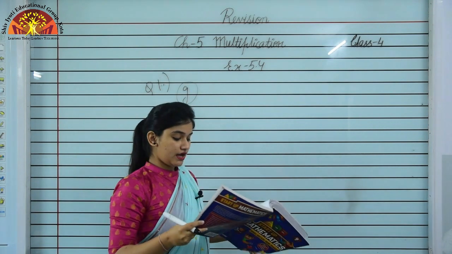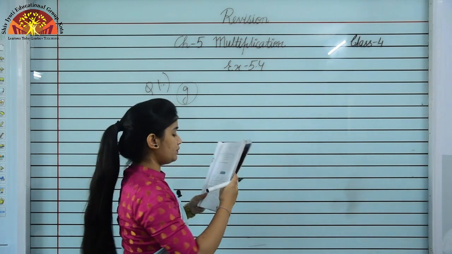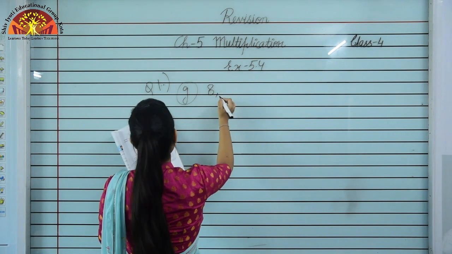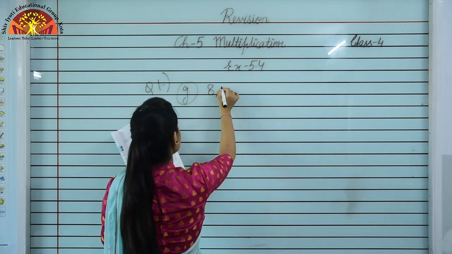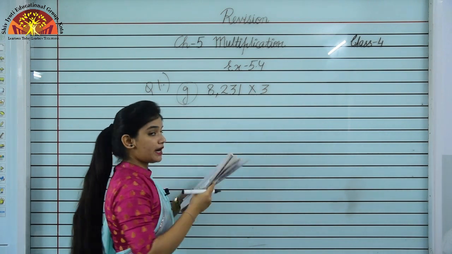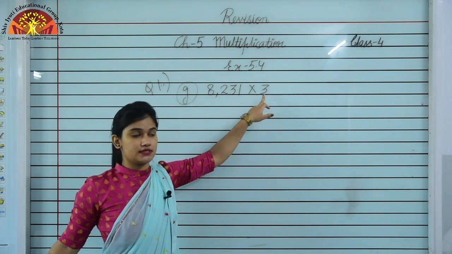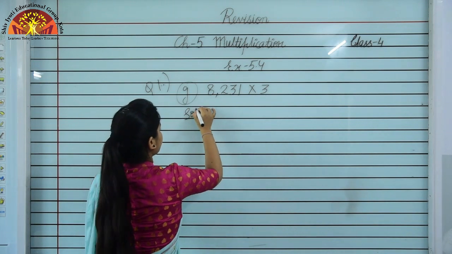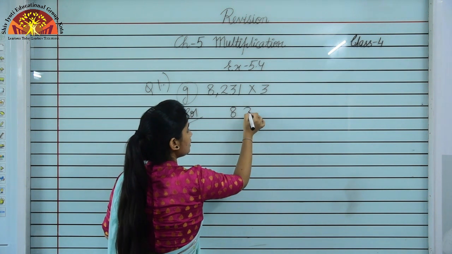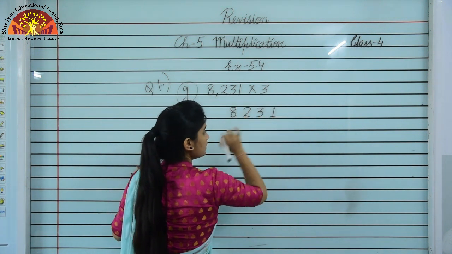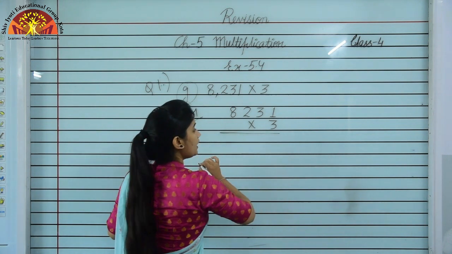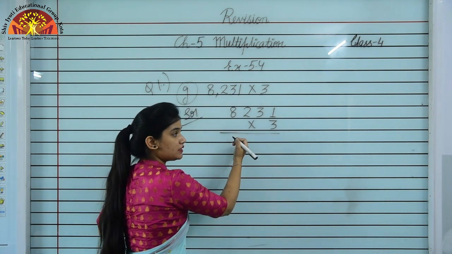In this question we have to find the product and will multiply by a single digit number. We are observing G part, students. The first number is 8,231, and we have to multiply this number by 3. This is a one digit number. So first you have to write this number given in the question, that is 8,231, and then you have to write 3 here, and now you will start multiplying these numbers from this side.